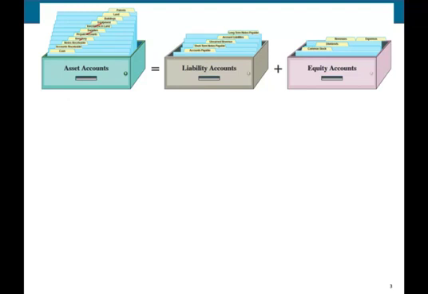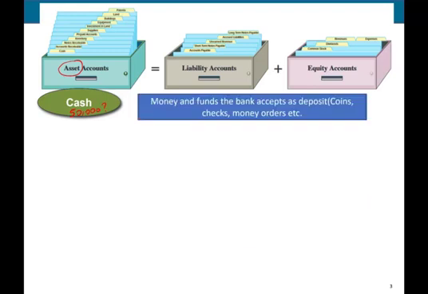So the first account we're going to look at is cash, and we're going to look at the asset category first. Cash is an asset. We defined asset in the prior lecture. Assets are things that are going to provide future benefit. So when we look at the cash account and we see a number there, like $50,000, what does this number represent? Well, simply put, cash represents money and funds, the funds the bank accepts as deposits, such as coins, checks, money orders, etc. So what is the cash account? It's how much money we control. Usually it's at the bank. That's the cash account.